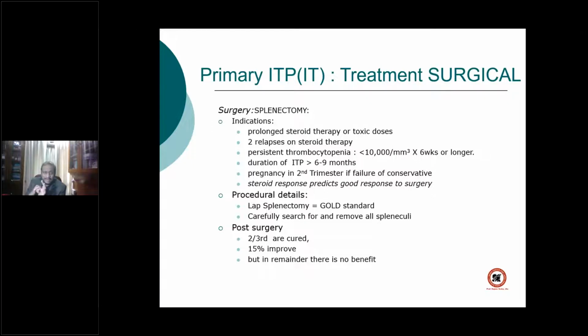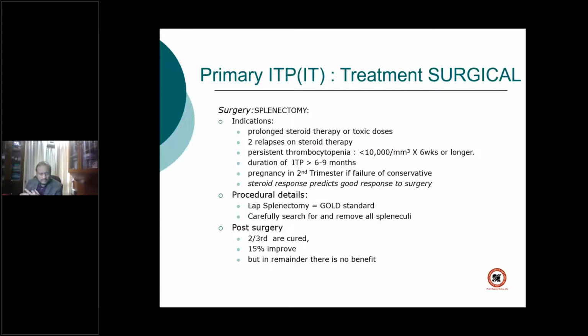Number two, there have been 2 relapses on steroid therapy, or the patient has persistent thrombocytopenia of more than 10,000, a duration of ITP of more than 9 months, pregnancy in the second trimester, failure of conservative therapy, and steroid response predicts good response to surgery. If any of these things are there, this becomes a prime candidate for splenectomy, who is going to respond to splenectomy. And what should be the method of doing it?